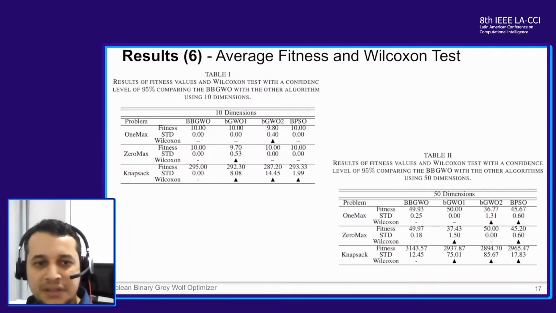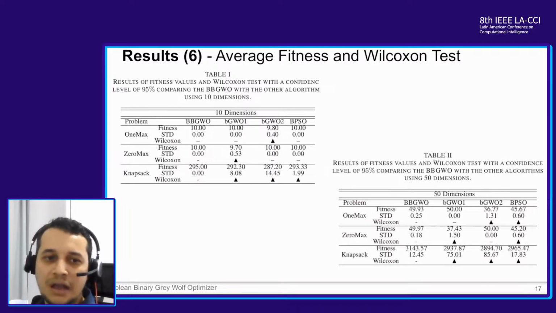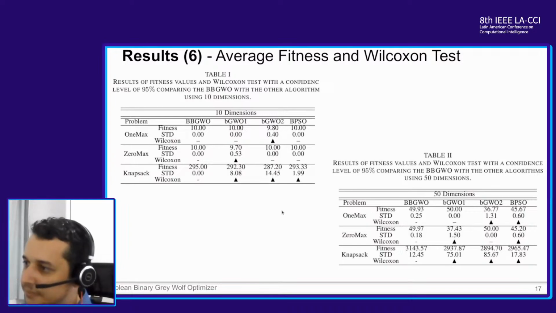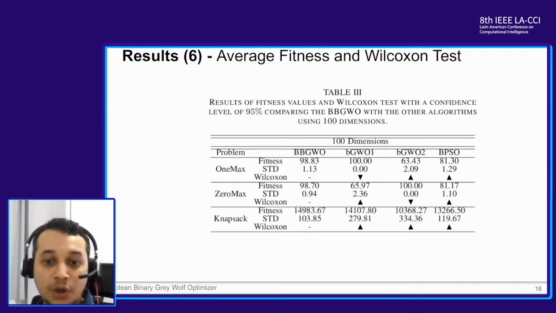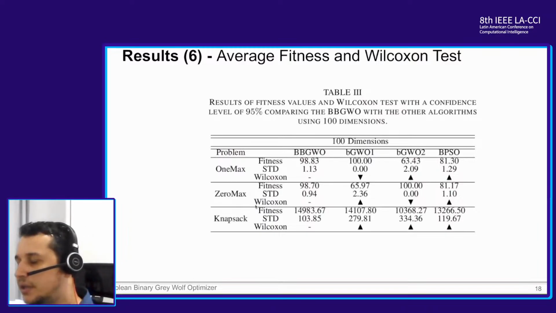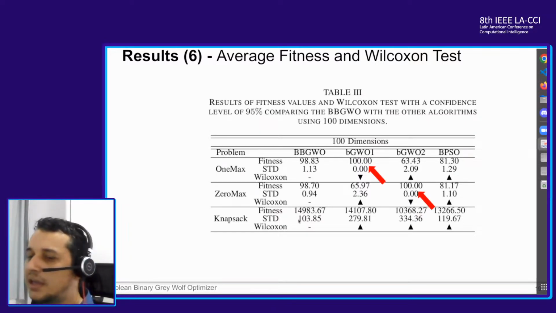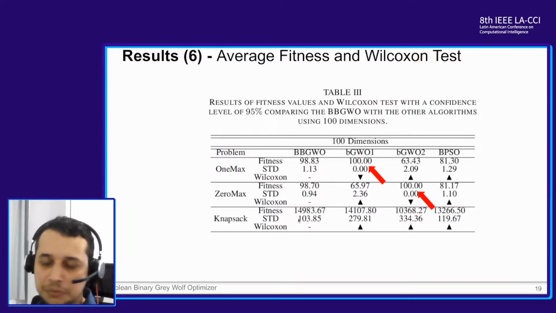Now, using a confidence rate of 95%, we apply the Wilcoxon test to compare the efficiency across algorithms. In general, BBGWO has a better performance than the other algorithms for 10 and 50 dimensions, as shown in table 1 and table 2. Here they are. For the case of 100 dimension, we observe in table 3, BBGWO also outperformed the other algorithms. However, in the case of 1max and 0max problems, BGW1 and BGW2 were slightly better than our proposal.